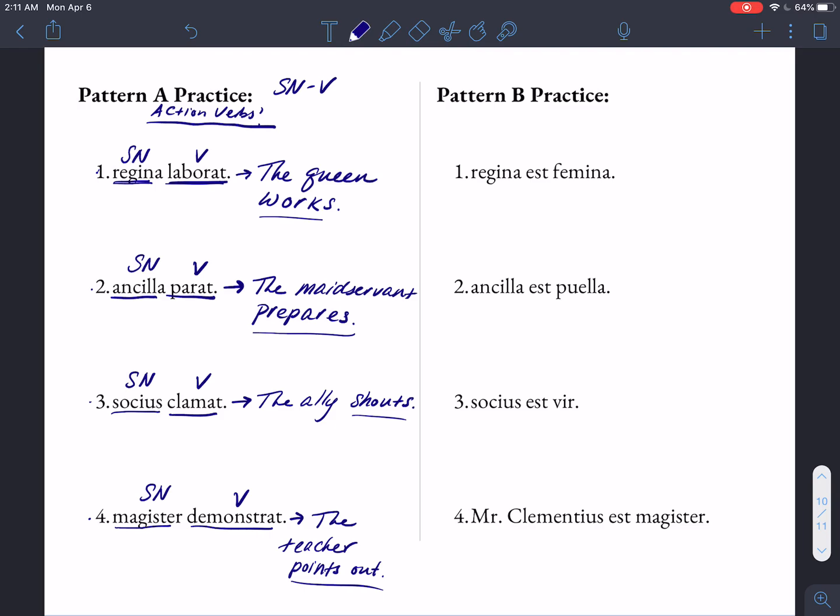Now let's do pattern B. Pattern B is a pattern of being. Two nouns surround a small LV. SN LV PRN. Pattern B is a pattern of being. Okay, see that? Okay, action, AA, being, BB, right? Kind of makes sense, right?